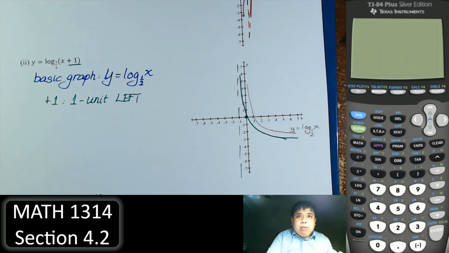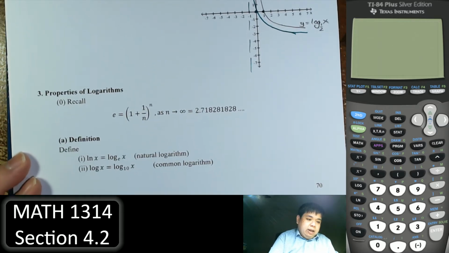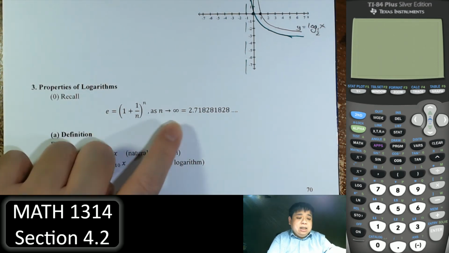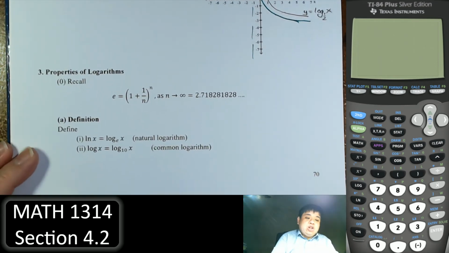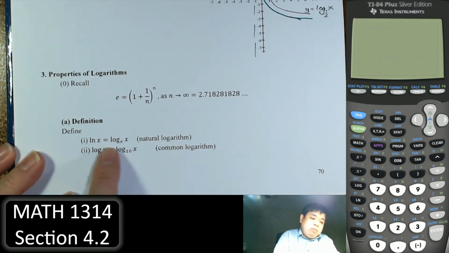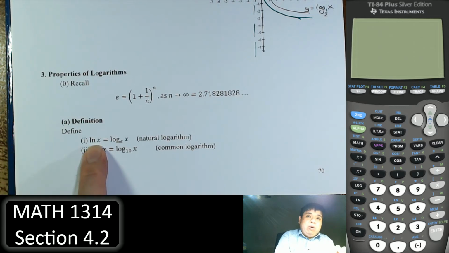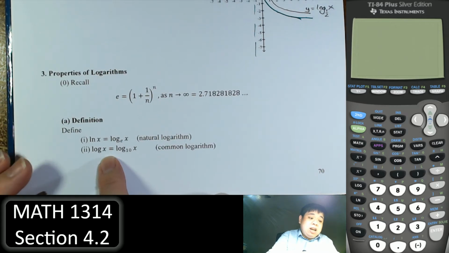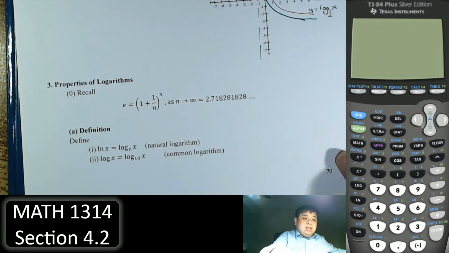Now we go to some properties of logarithms. Before we do that, let's recall the base e, or the number e, is that number. Now we define two logs. The natural logarithm is when the base is e. In that case, we just write ln. So ln means log base e. The common log is so common that we don't need to write the base. So for the common logarithm, the base is equal to 10. So when we write log x, we mean the base is 10. And when we write ln of x, we mean the base is e.